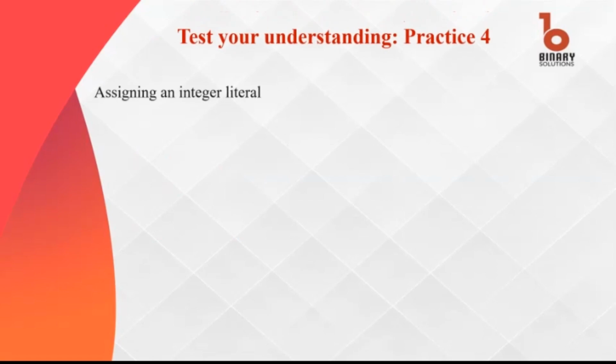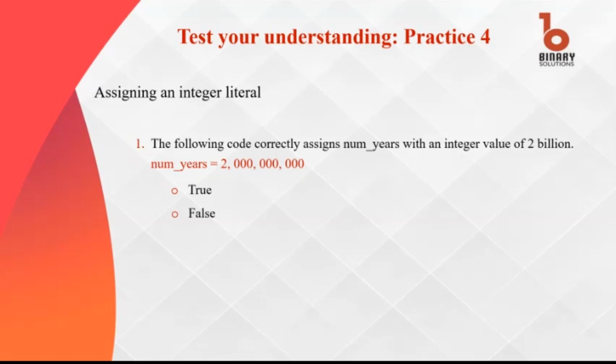Now, here's a question to test your understanding. The following code correctly assigns num years with an integer value of 2 billion. Think carefully. Is the use of commas correct here? Type your answer in the comments. Go through your answers one by one, compare them with what you've learned, and share in the comments.